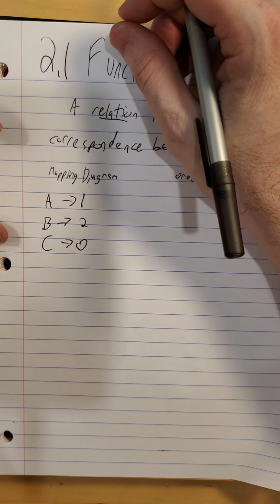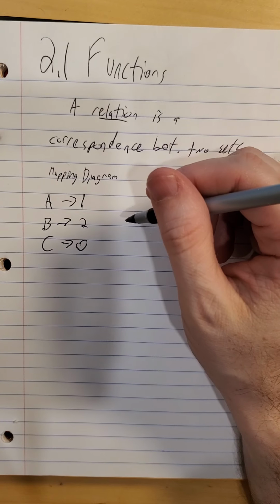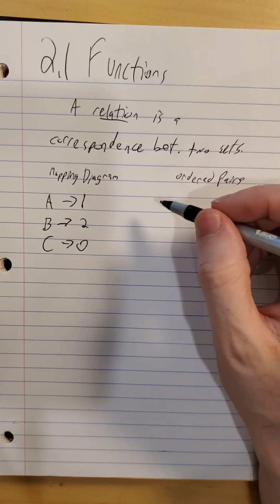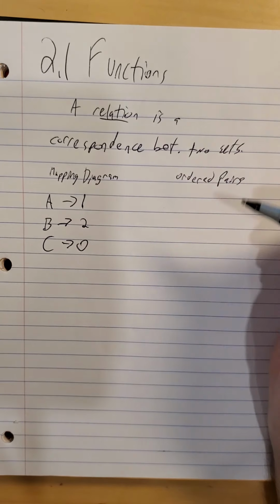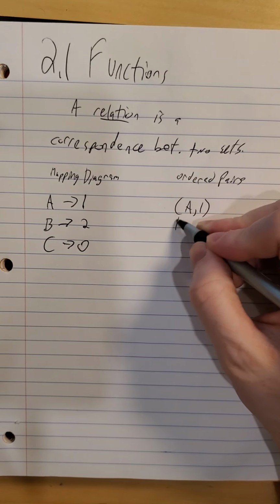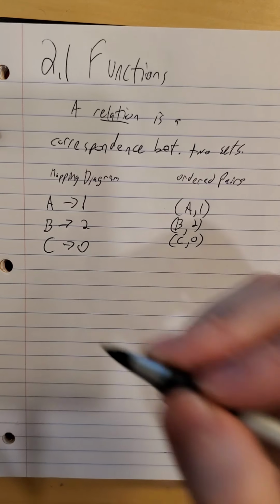So set number 1, we have A, B, and C. Set number 2, we have 1, 2, and 0. And here the arrows indicate how the elements of set 1 are related to the elements of set 2. Equivalent ordered pairs would be (A, 1), (B, 2), and (C, 0).